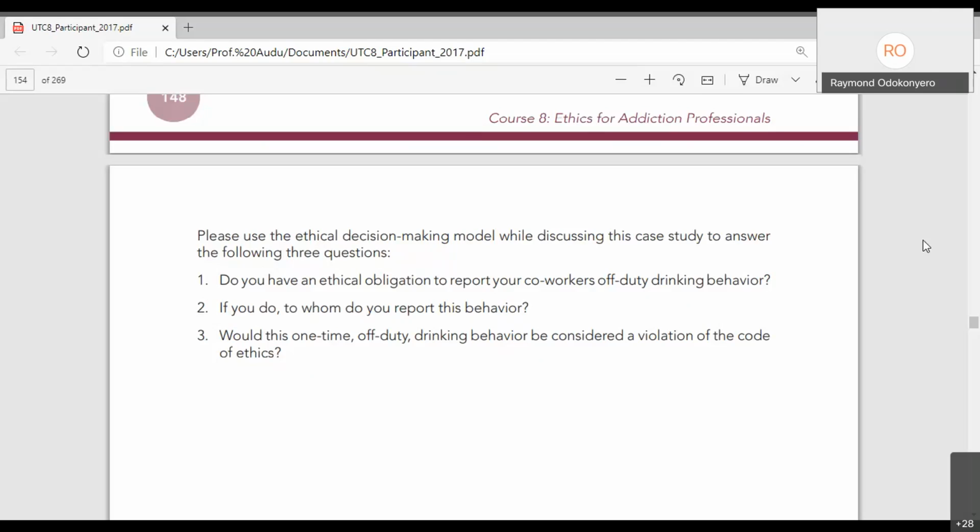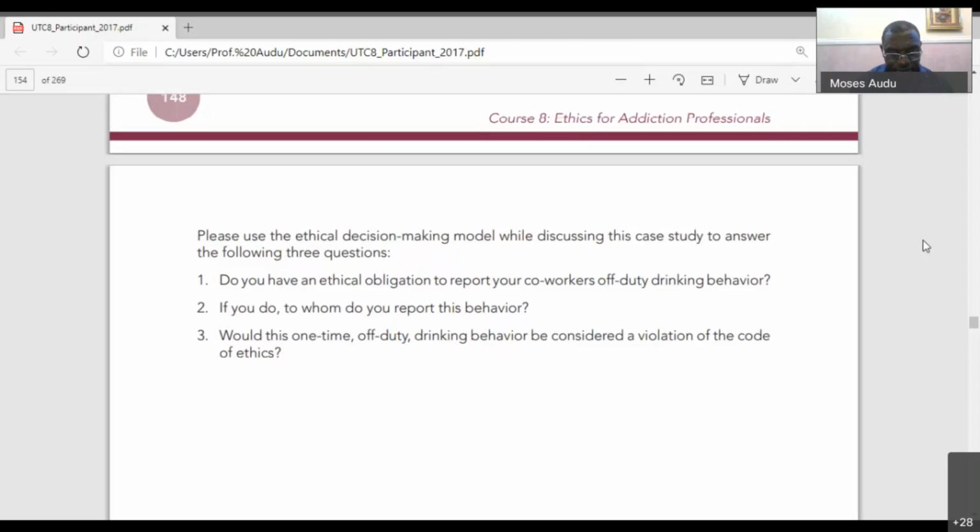Okay, let's move on, except if someone else has some contrary opinion. Let's go to question 2. If you do, to whom do you report this behavior? In your own program, to whom will you report this behavior? Let's look at all the different programs. Who will you report this behavior to?